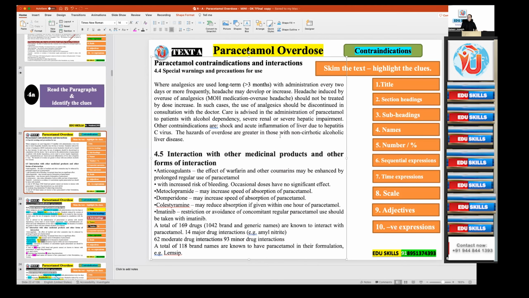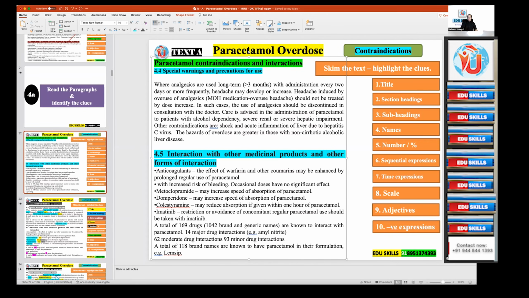Unmute and tell me what did you find. I will highlight. Heading, you know. There is the title, Paracetamol Overdose, yes. Then section heading. There are subheadings. This is a section: Paracetamol contraindications and interactions is a section heading, okay? Second one, bullet points. And this one? Special warning, that is a subheading. These two are subheadings.